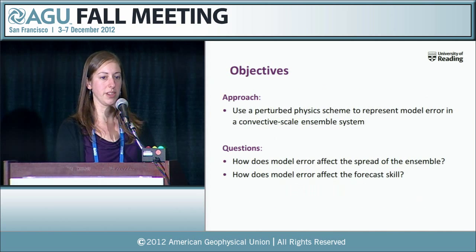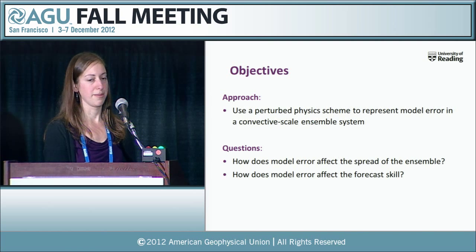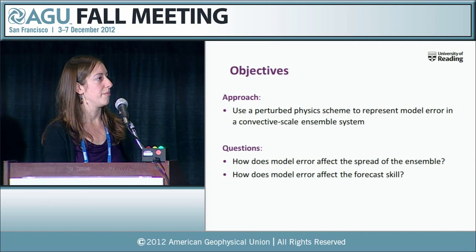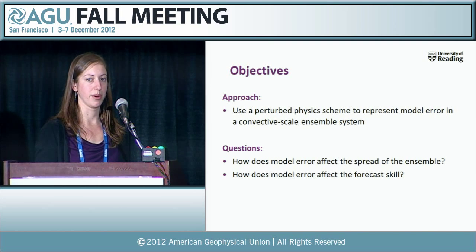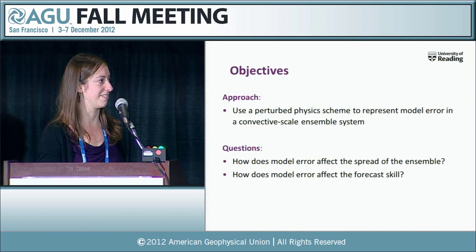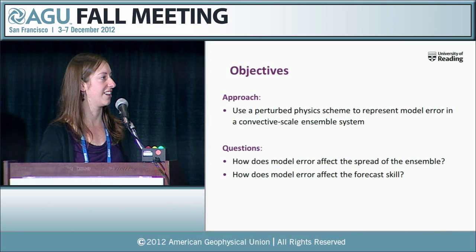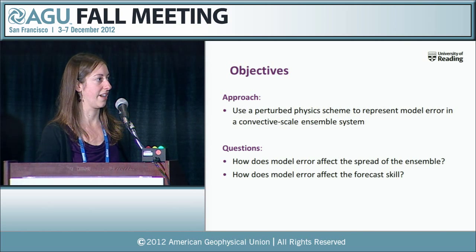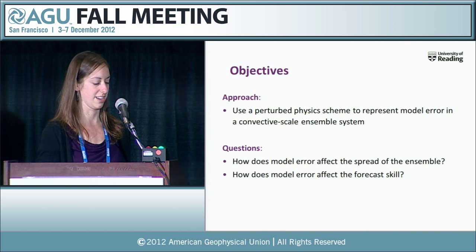The approach that we've used is a perturbed physics approach in a convective-scale, 1.5 kilometer ensemble system. And the question I'm aiming to answer in this presentation is: how does this representation of model error affect the spread and the skill of the ensemble?